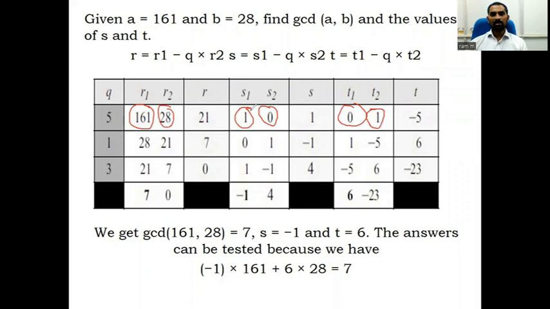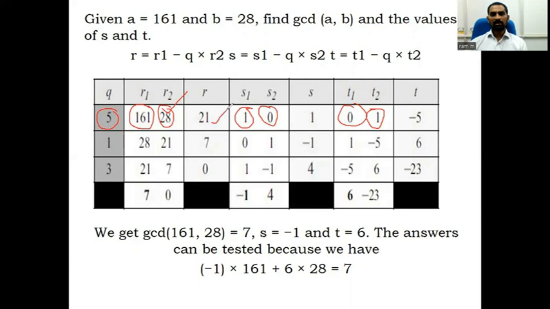Now, what do we need to check? We need to check whether R2 is greater than 0 or not. Yes, R2 is greater than 0, so we'll find the Q value. When 161 is divided by 28, the quotient is 5 and the remainder is 21.